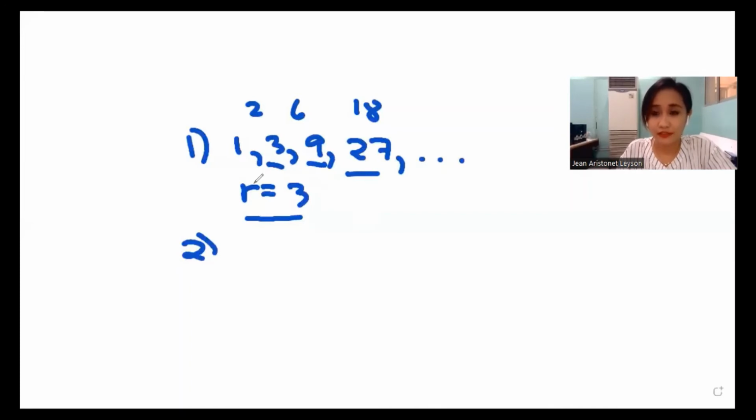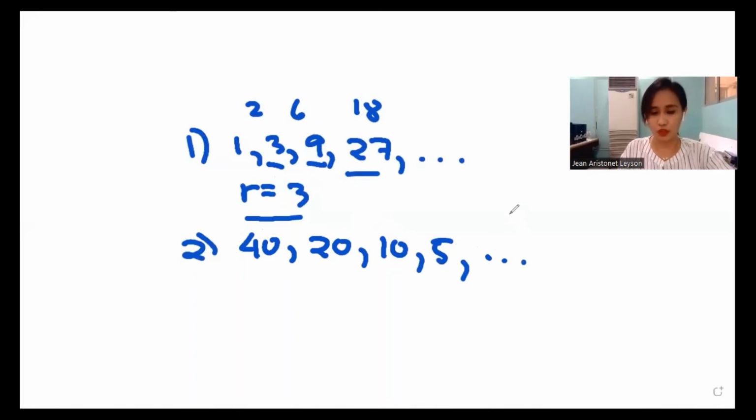Next, let me give you another set of numbers. Suppose we have 40, 20, 10, 5, and so on. So again, the first thing that you have to do is identify whether the sequence is arithmetic or geometric. So for this example, this is a geometric sequence. Now, what do you think is the common ratio? Earlier, I mentioned I have a tip, by the way, a technique.